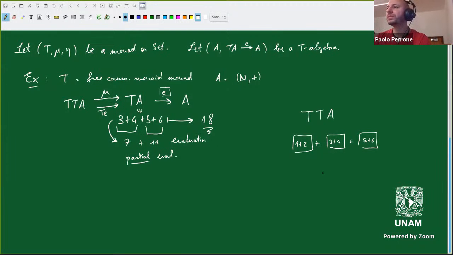And now, what do these maps do? So mu and TE do different things. TE is the easiest one because T is a functor, so it applies E to each term in the formal expression. So basically it evaluates the blocks. That's like 3 plus 7 plus 11. Mu takes this nested formal expression and flattens it, or denests it. So basically it removes the boxes.